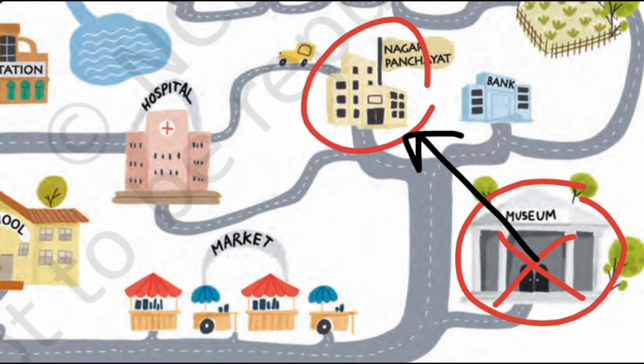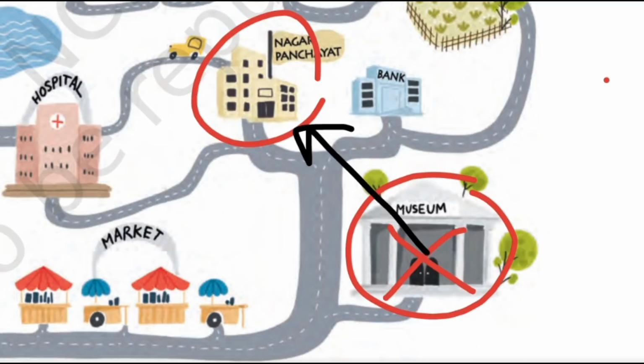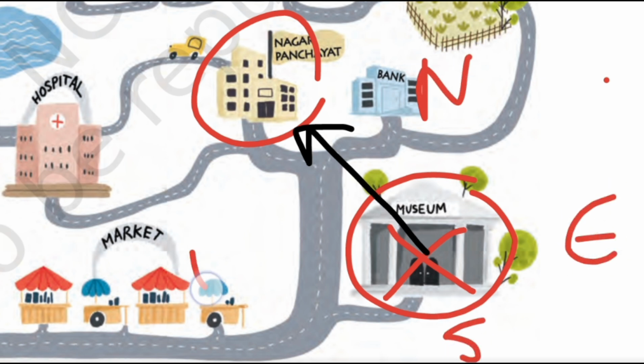Now we want to mark all the directions. With reference to the museum, we want to mark all the directions. We are just drawing some lines. How do we draw the line? We are just marking the north, south, east, west of the museum.